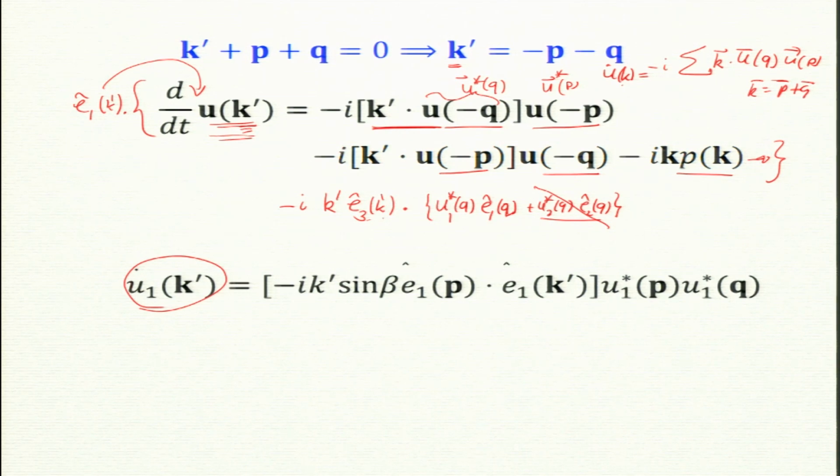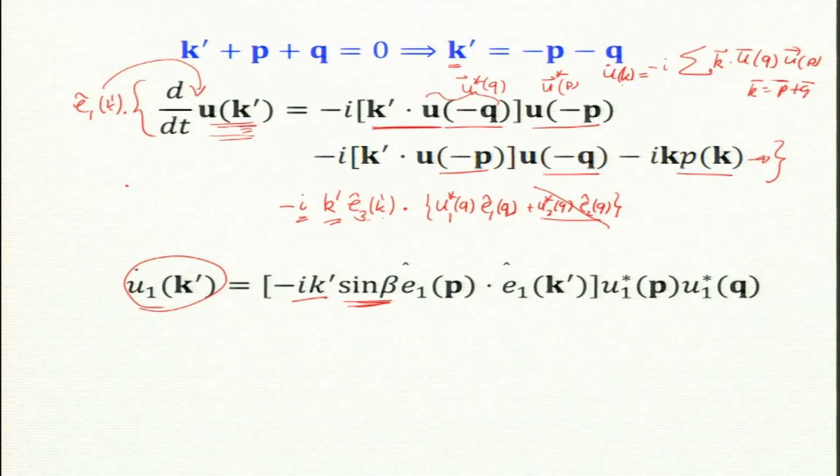That is true for any triad, because alpha, beta, gamma can be already calculated from a triangle. In fact, this number is sin beta. I will not go back and look at the table, but if you do not believe me, you can go back. So E3 k prime dot E1 q is minus sin beta. So minus i k prime sin beta. This is what we got.